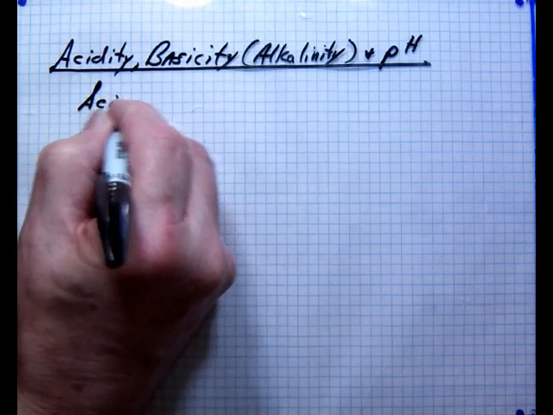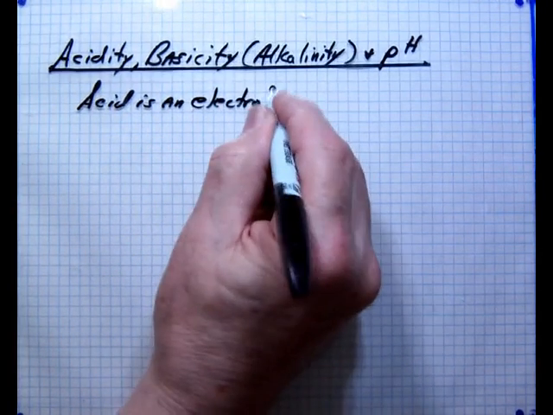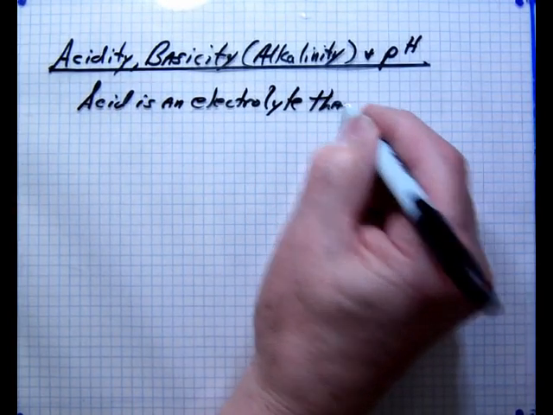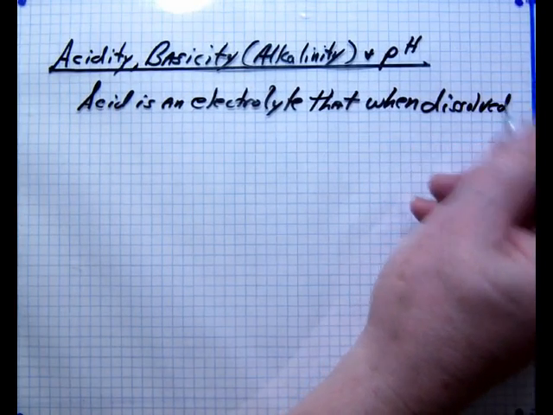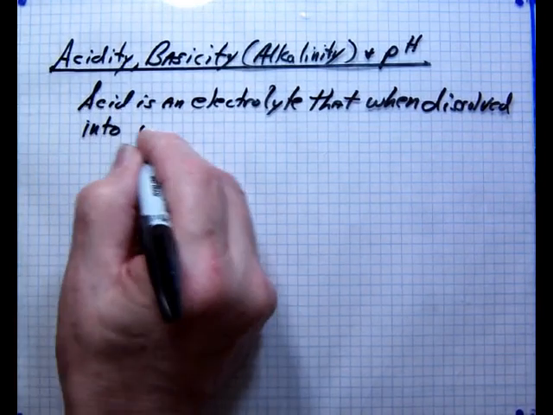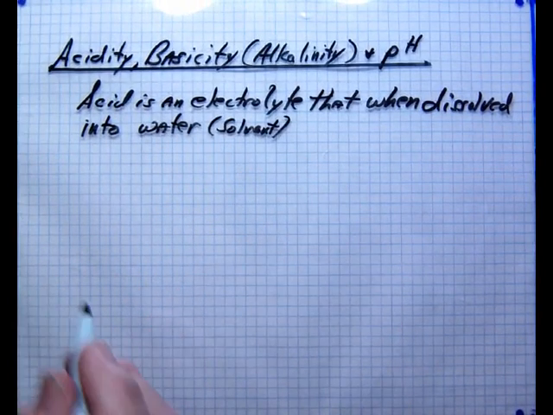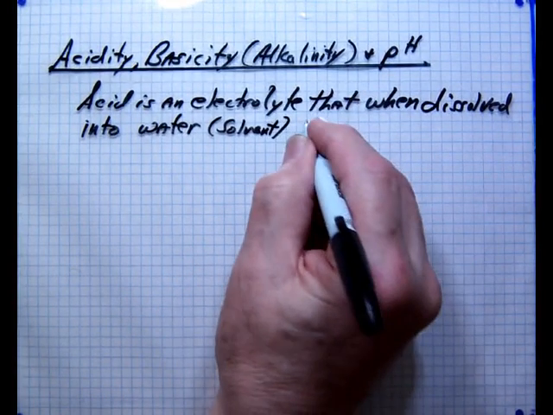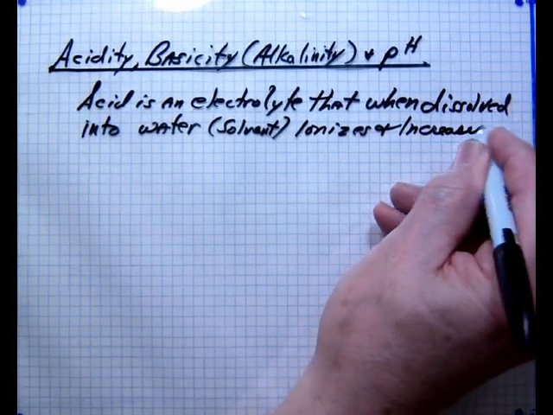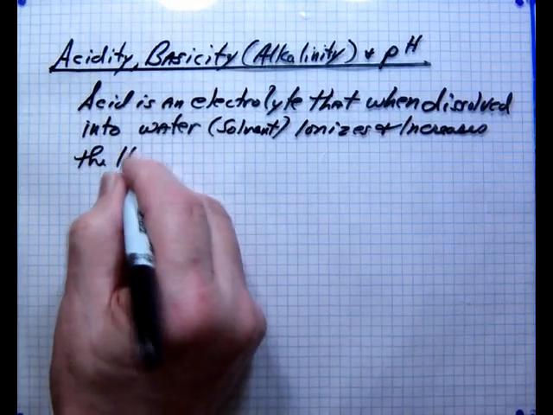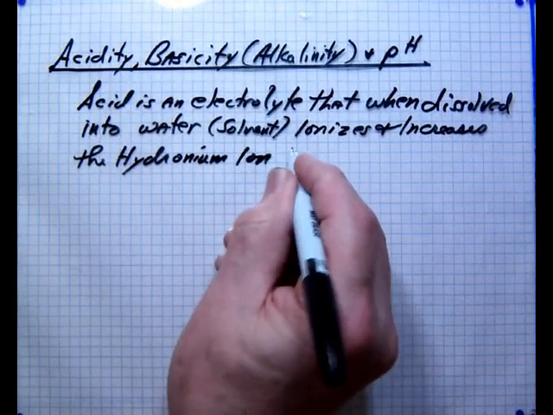An acid is an electrolyte that, when dissolved into water solvent, ionizes and increases the hydronium ion concentration.